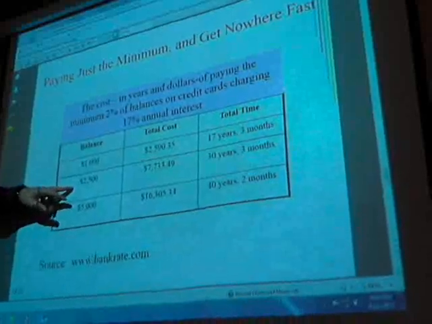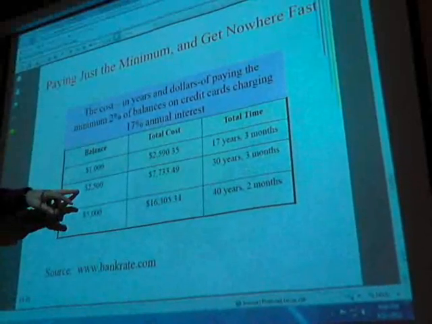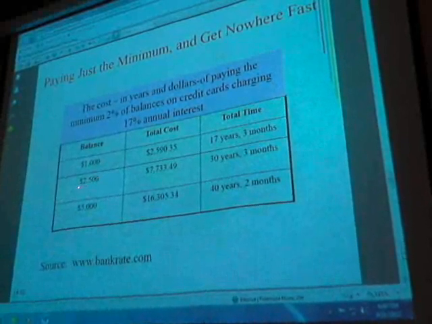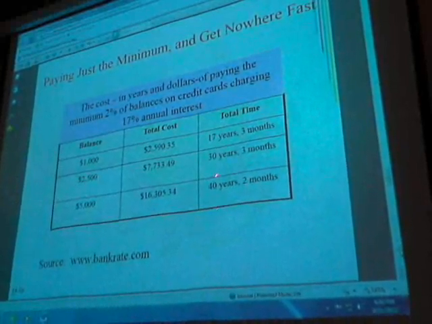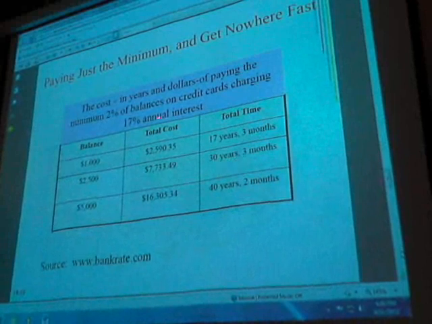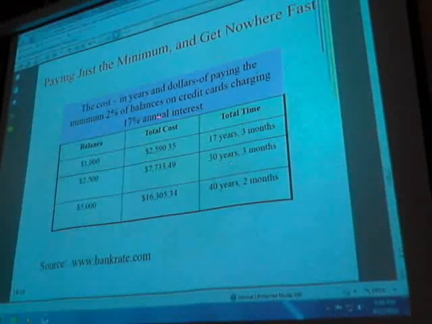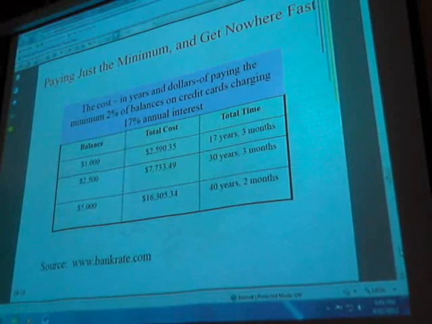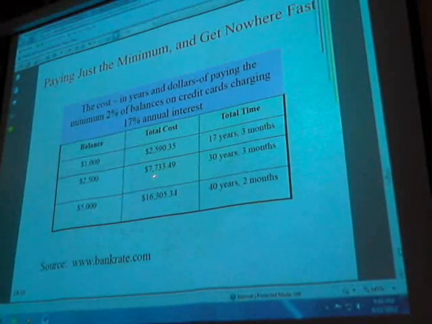Look at the second example. $2,500 is what your limit is. Let's say you max it out. Making the minimum monthly payment at 17% interest, it will take 30 years to pay back, and you will pay back more than triple, a little bit more than triple, of what you owe.